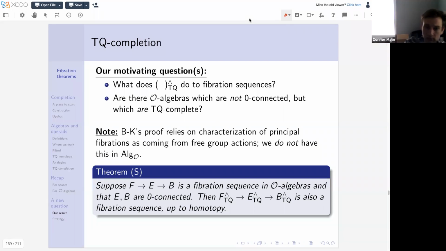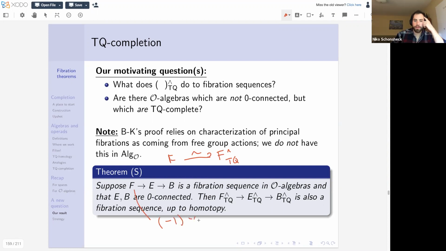Principal or not? Sorry? Should these be principal type of things? Nope, this is just any fiber sequence where the base and total are zero connected. So it's not quite the exact analogy that we're hoping for, but this is sort of how we got to this result. And the strategy is basically going to be to show that F to its completion is a weak equivalence. And if these are 0 connected, F is necessarily only -1 connected. So we at least have a positive answer to this question. There are some, and sort of a partial answer to this. We don't have a complete characterization, but we have something.